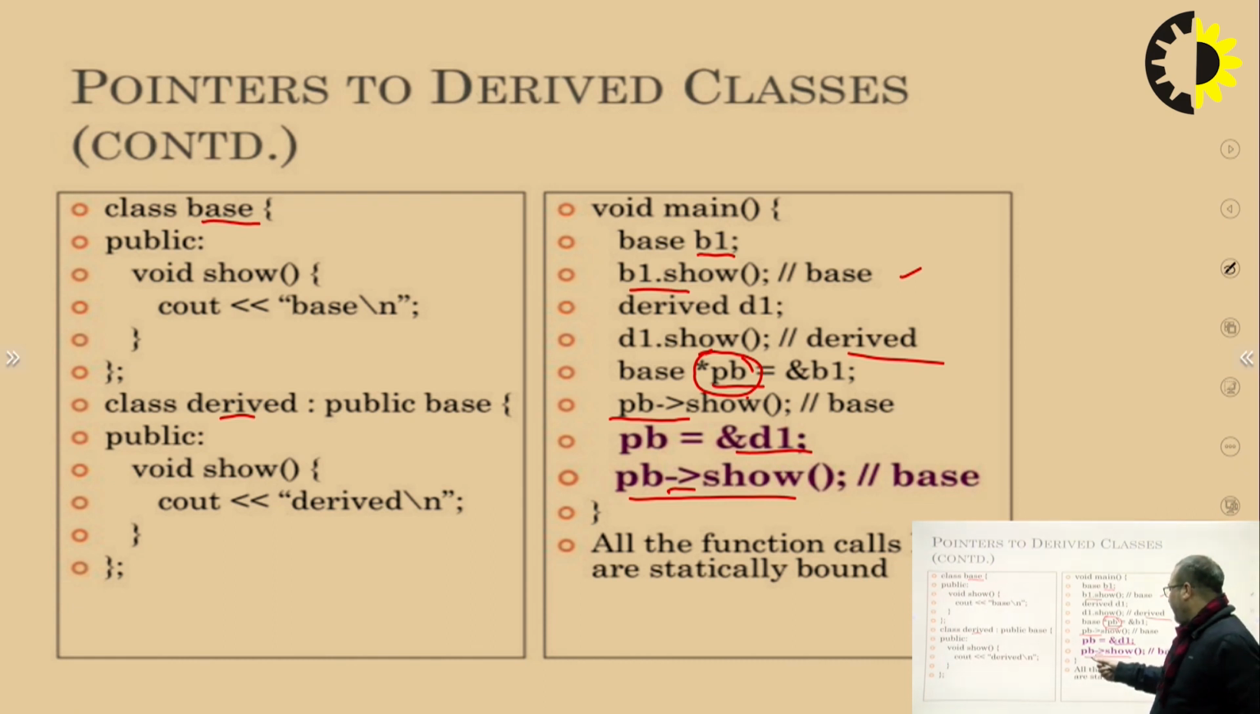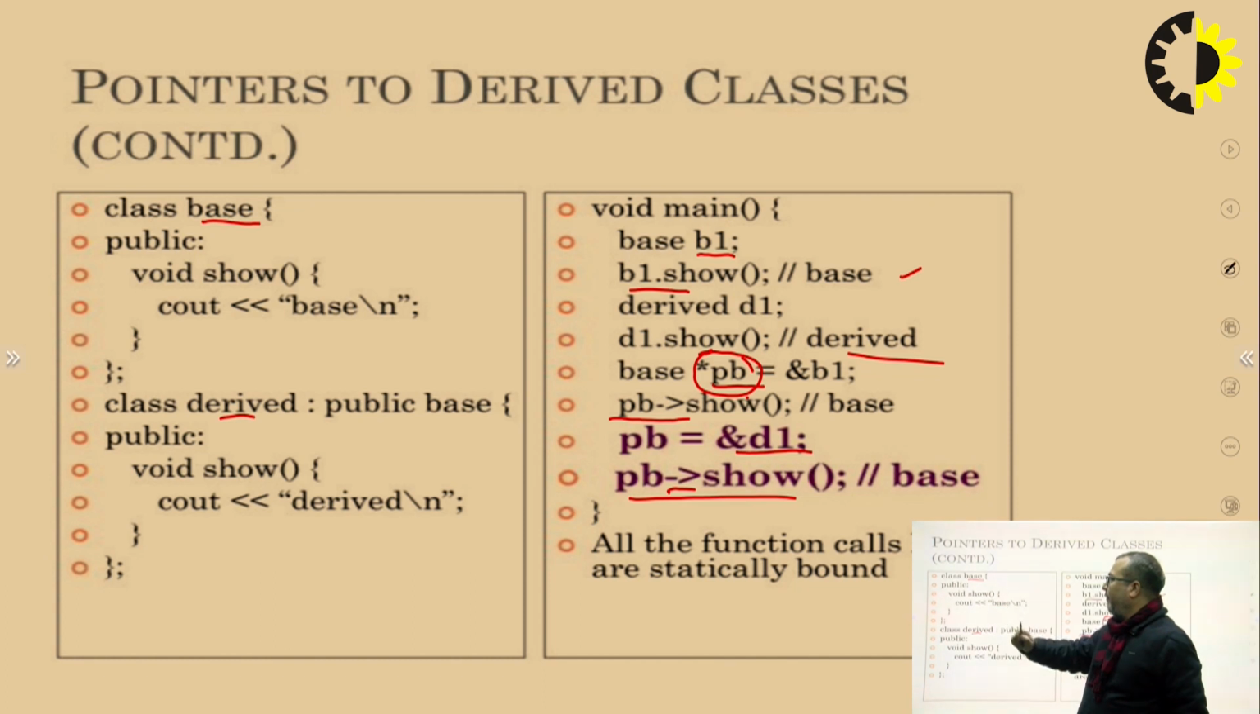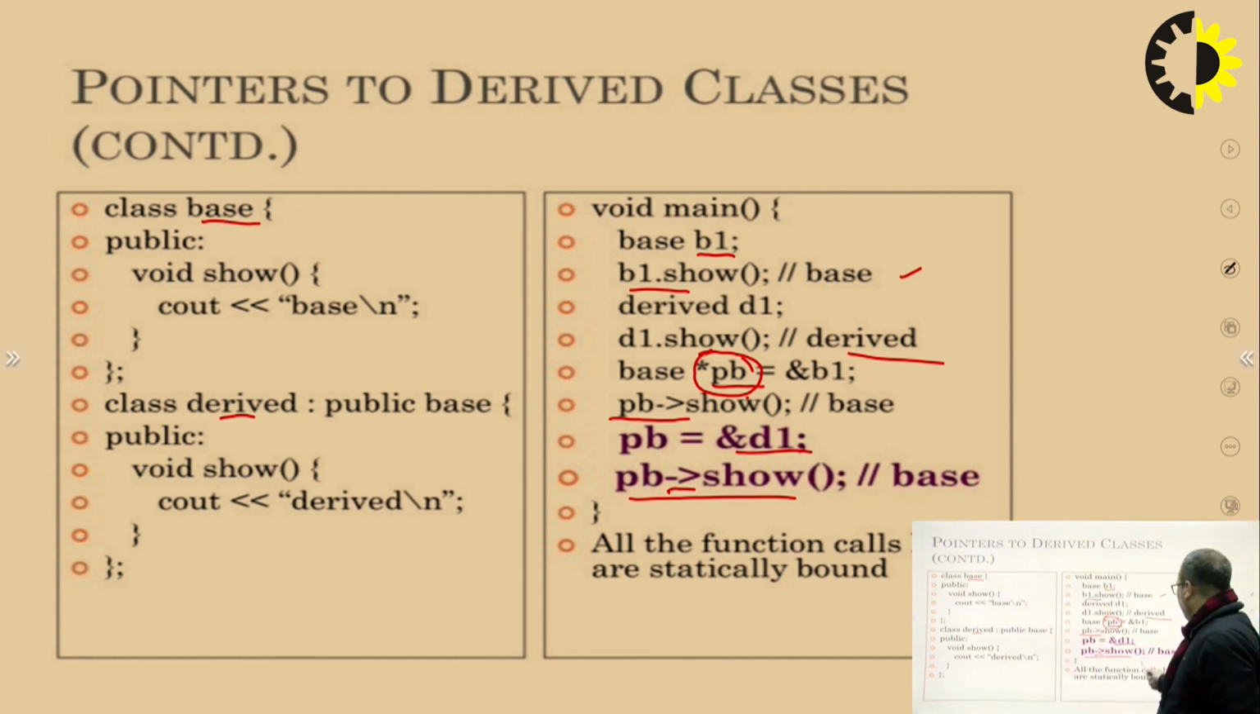So if you write this, it will not invoke the function which is in the base class, it will invoke the function which is inside the derived class. That is important to know, which is why it is written in a bold color. So this pb dot show will show base.